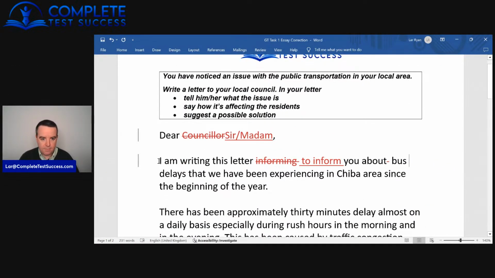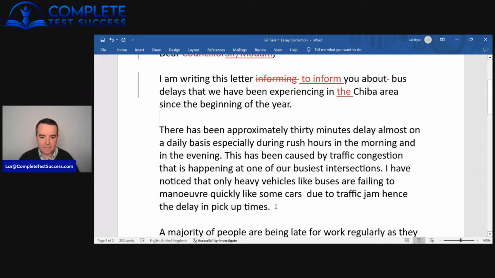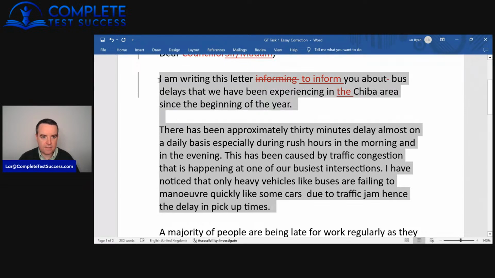Okay, I'm writing this letter to inform you about bus delays that we have been experiencing in Chiba area. So when we're talking about the area, if we just said in Chiba, that's fine. But if you want to use the word area, it has to be in the Chiba area since the beginning of the year. Okay, good.